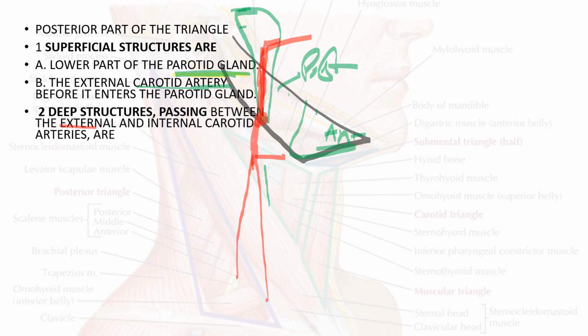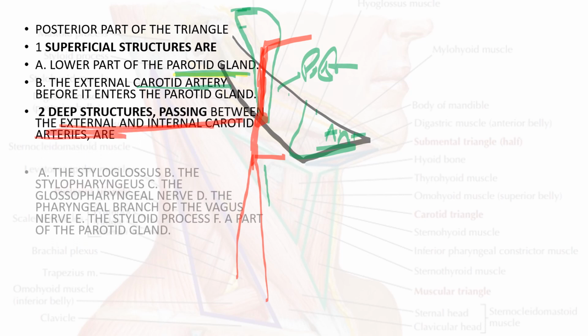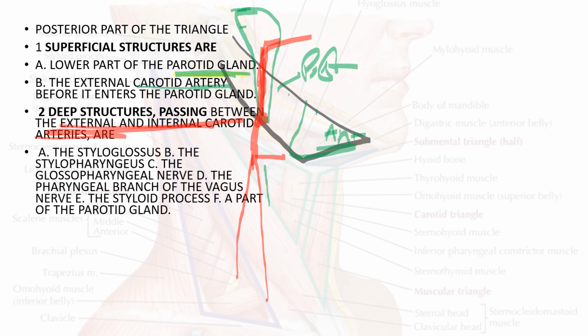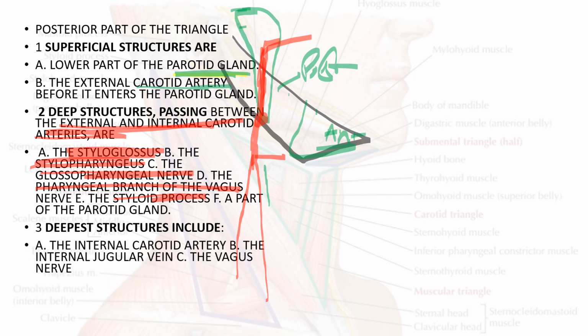Then the structures deep to the external and internal carotid arteries. इन दोनों के बीच में होता है styloglossus muscle, stylopharyngeus, glossopharyngeal nerve, the pharyngeal branch of vagus nerve and styloid process. Some part of parotid gland वो हमने पहले ही बोल दिया है. Deep structures में हमारे पास होती है internal carotid, external is superficial, internal is deep, and the internal jugular vein with vagus. So these are actually the structures of the carotid sheath. They are present deep in this triangle.